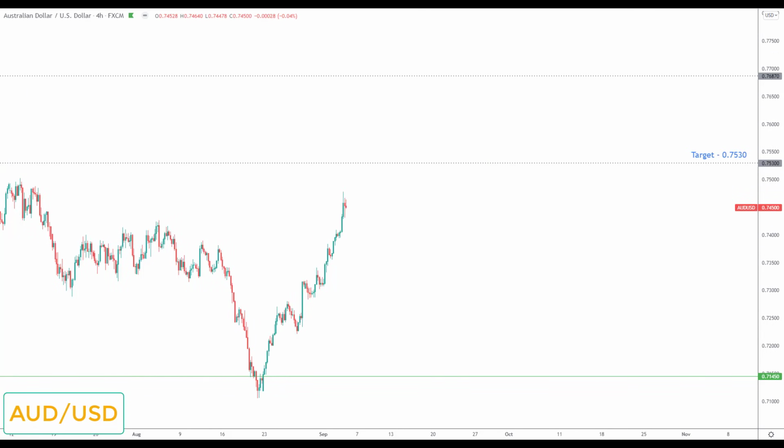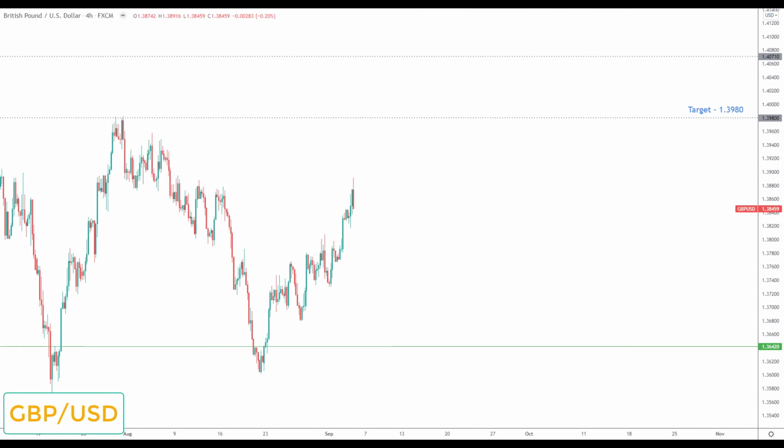Next is Aussie dollar. Now, Aussie dollar with the break higher last week is starting to develop an inverse head and shoulders. What I'd like to see going into this week is any pullback in this market will be viewed as an opportunity to look for bullish setups, up towards the next key resistance to the upside, and the target set at the 0.7530.